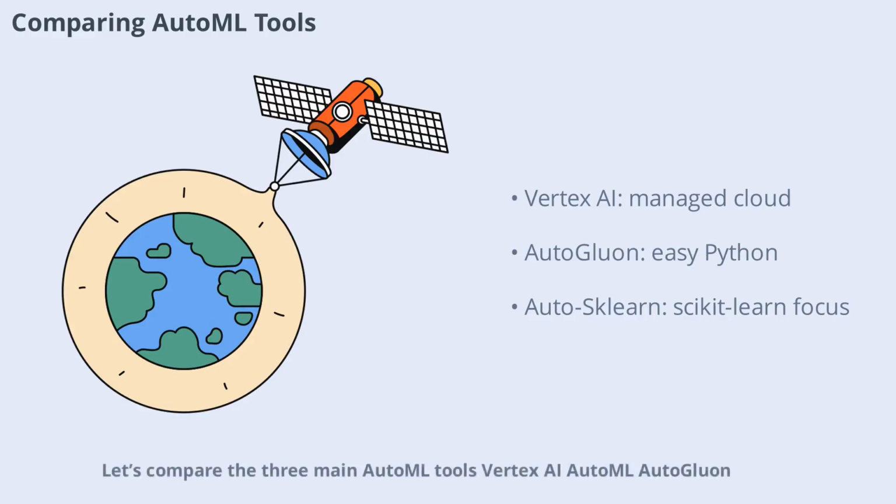Let's compare the three main AutoML tools: Vertex AI AutoML, AutoGluon, and Auto-sklearn. Each has unique strengths and is designed for different users. Vertex AI is a managed cloud service, great for those who want a guided workflow and easy deployment. AutoGluon is an open-source Python library focused on strong tabular performance with minimal code. Auto-sklearn is also open-source, built around scikit-learn workflows, and offers more control for those familiar with Python.